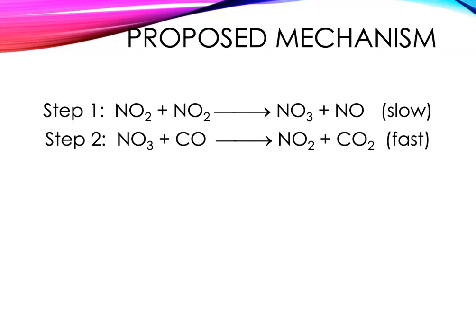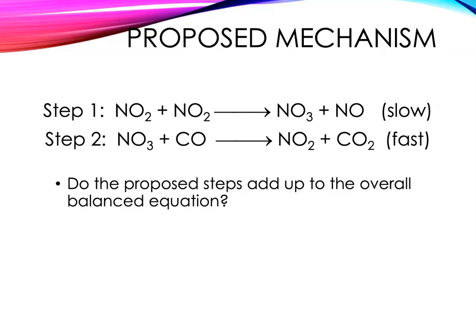That's proposed to be the slow step. And then step 2 has NO3 colliding with carbon monoxide to make NO2 and CO2. Do the proposed steps add up to the overall balanced equation? Remember, that's one of the 2 requirements we have to meet for an overall proposed mechanism.